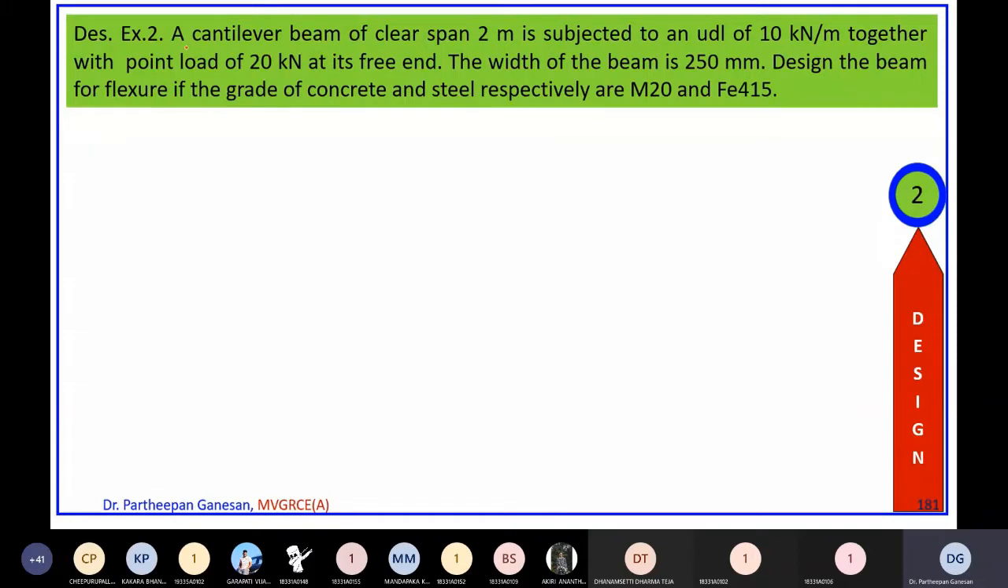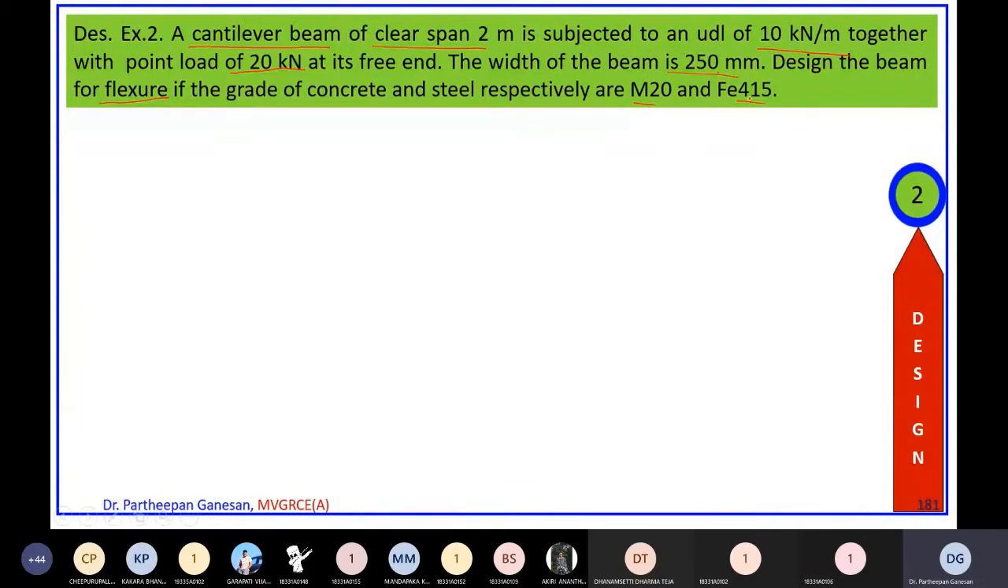The cantilever beam you have to design, and the given span is a clear span, it's not effective span, and it is subjected to an UDL and a point load, and both are service loads. Now the width of the beam is 250 mm, and design the beam for flexure is given. Okay, only for bending your design. Concrete grade and steel grades are given.